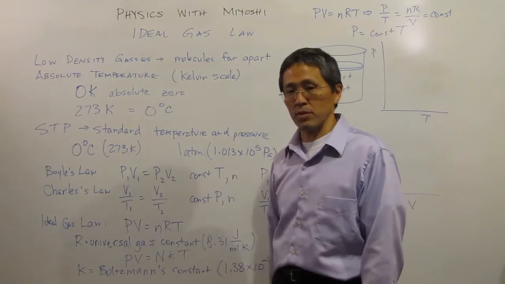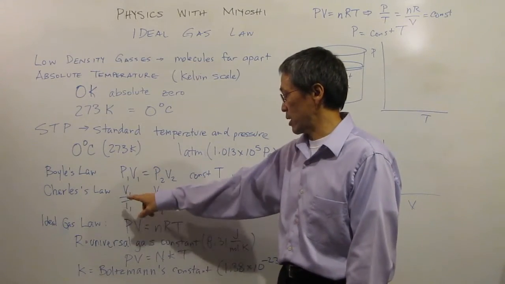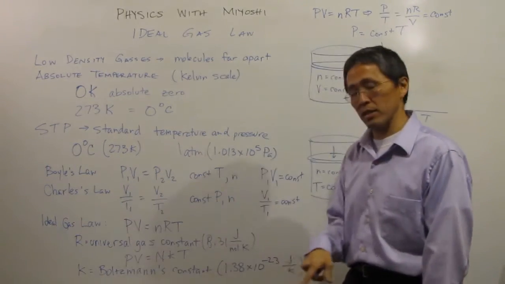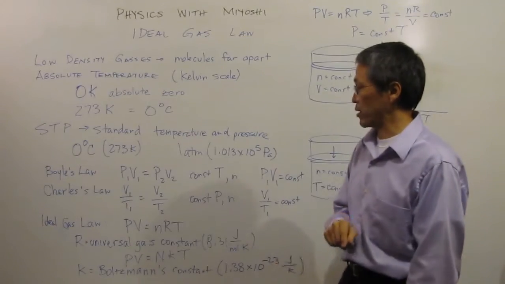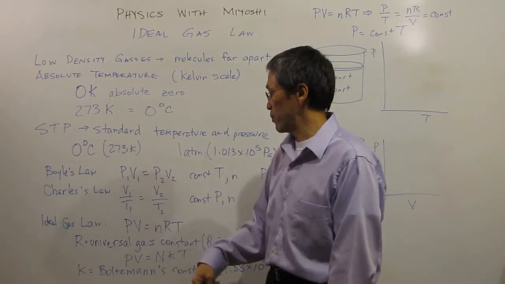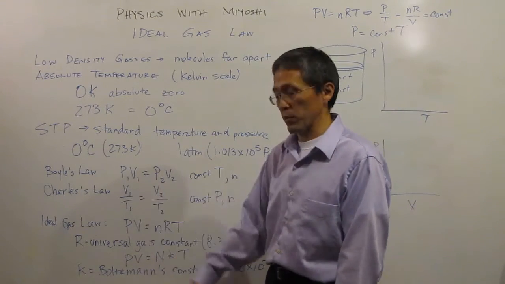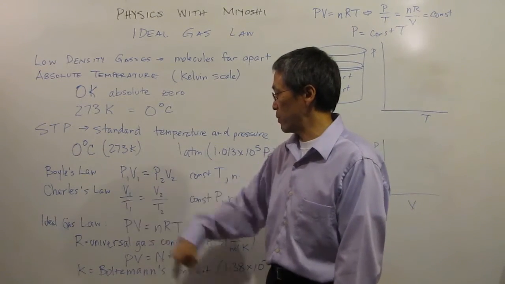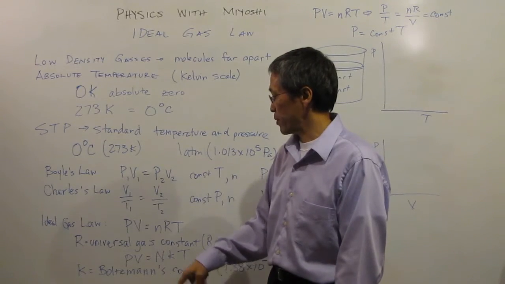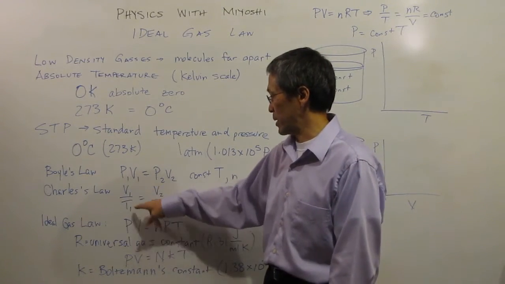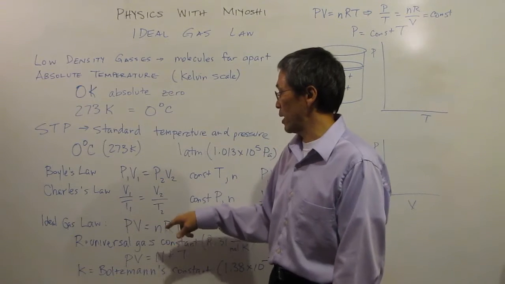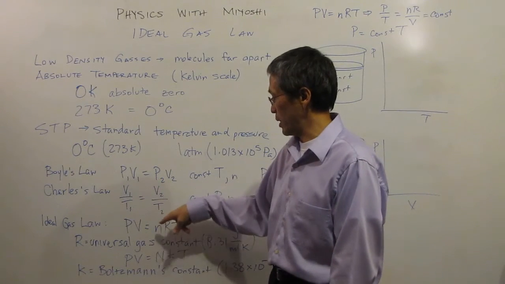There's also something called Charles' law. Charles' law says that if I have a constant pressure and a constant number of molecules, then my volume and temperature will be related. As my volume goes up, my temperature must also go up. So they're related that way.